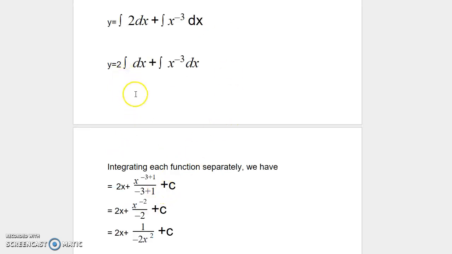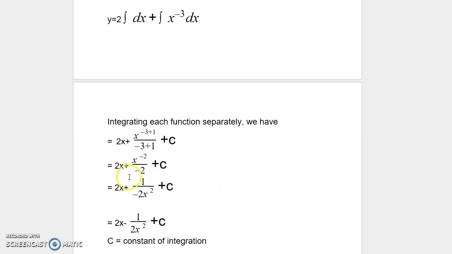Now we are integrating x to the power of negative 3 dx. So x to the power of negative 3 plus 1 divided by negative 3 plus 1, plus c, is a constant of integration. When we simplify it some more, we have 2x plus x to the power of negative 2, since negative 3 plus 1 becomes negative 2, and in the denominator we have negative 3 plus 1, which converts to negative 2, plus c.